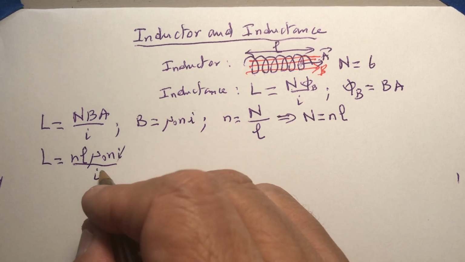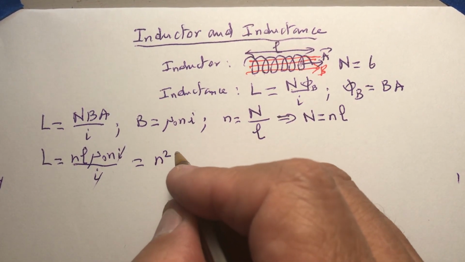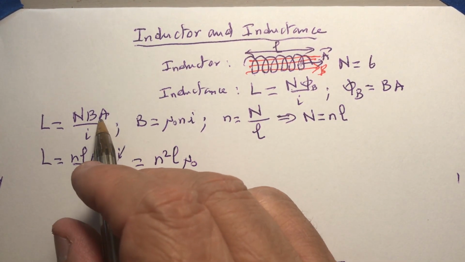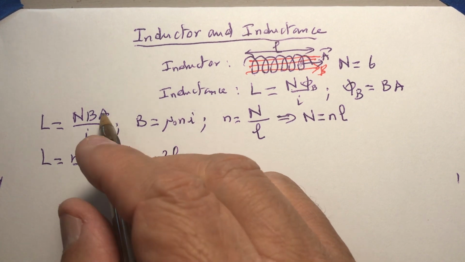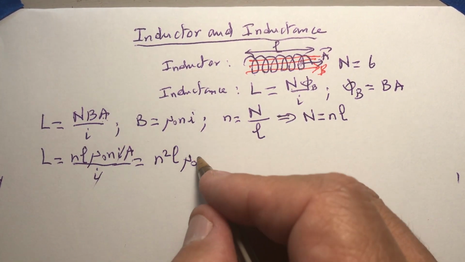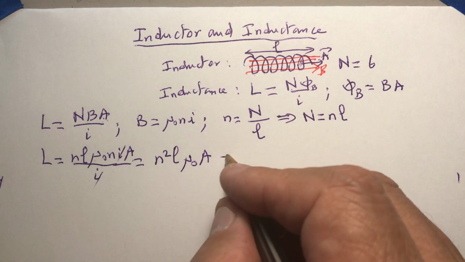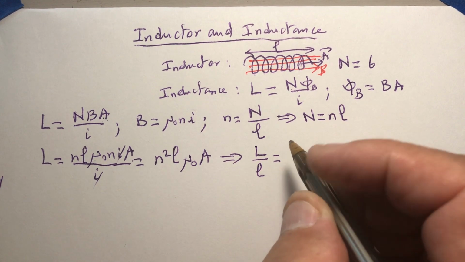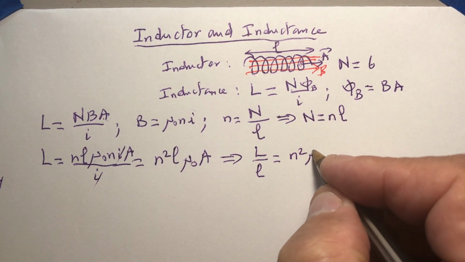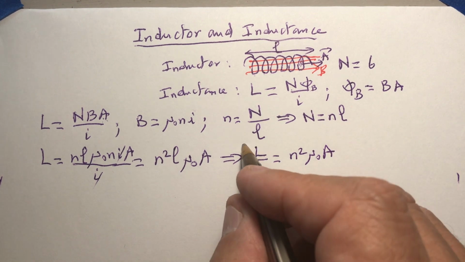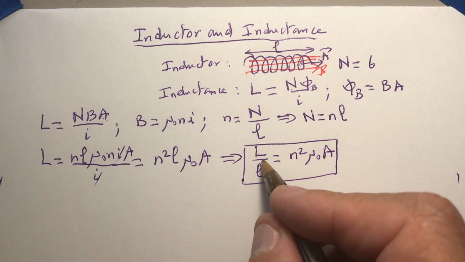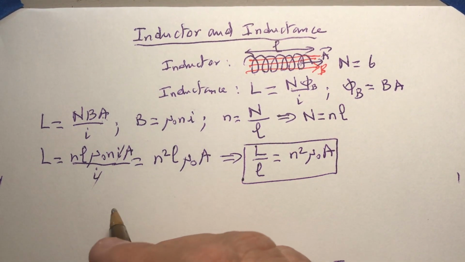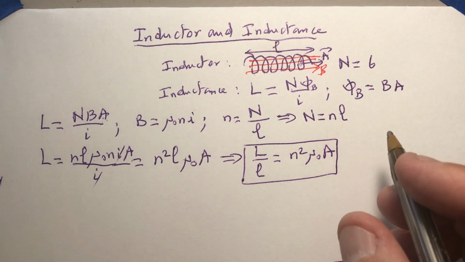And you can see here I cancels. So I get n squared L mu0. I forgot the A here. You see this A? I put B and I have to put A. So I have an A here. So this will give me L over L is equal to n squared mu0 times A. This is the inductance per unit length.